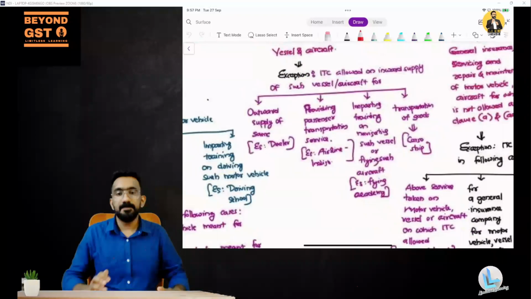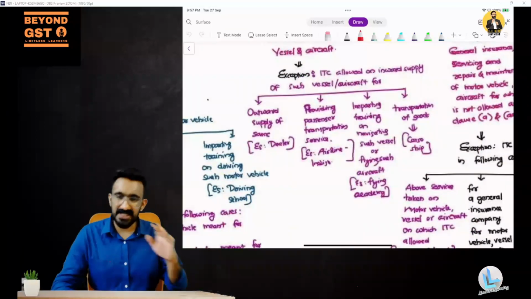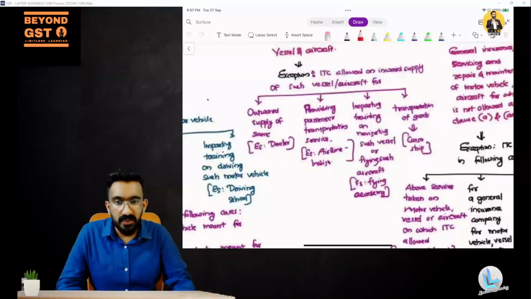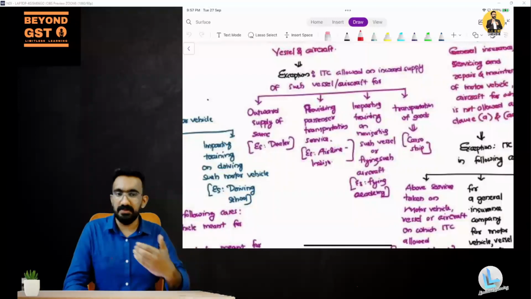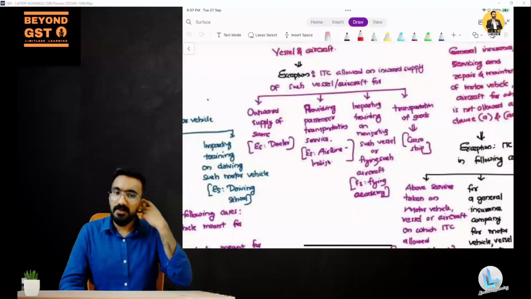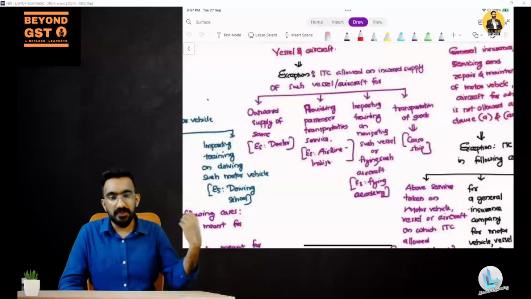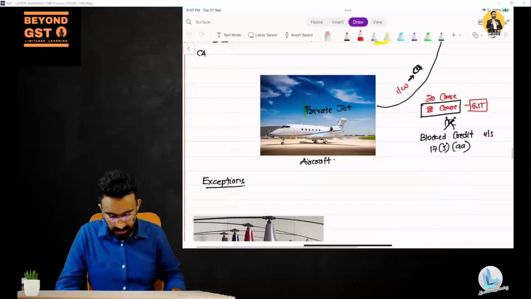Number 1, if they have purchased it for outward supply of the same, similar to what we have learned earlier. Second exception, to provide passenger transportation service, like a taxi; if there is an airline or a boating service company, they purchase it. Then to impart training on navigating such vessel, like a flying academy; and for transportation of goods. Now let's look at examples. The exceptions are very simple to look at.